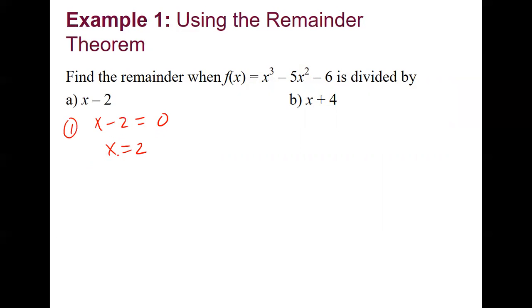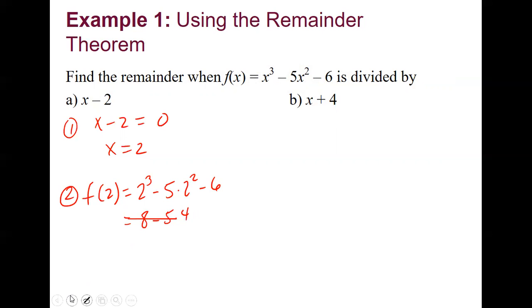x minus 2 equals 0, and then you get x equals 2. Then the second thing is you're going to substitute that into the equation. So you're going to find f of 2. I substitute 2 in. I get 2 cubed minus 5 times 2 squared minus 6. This gives me 8 minus 5 times 4.